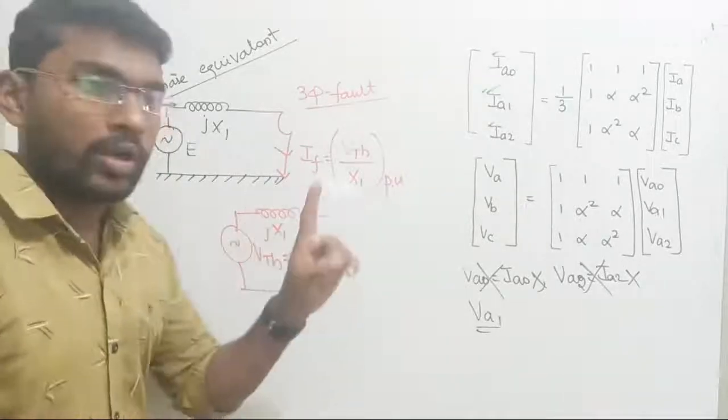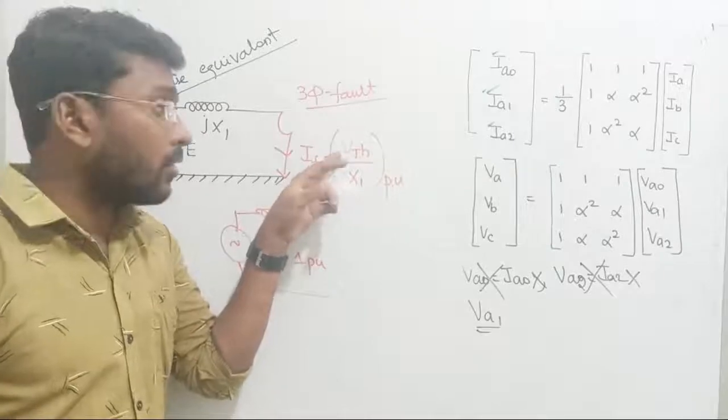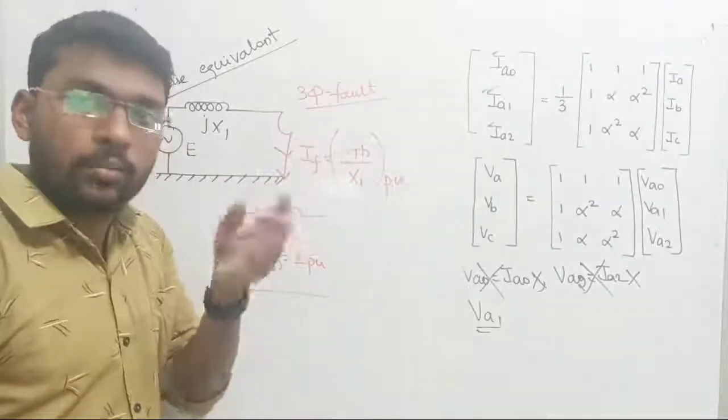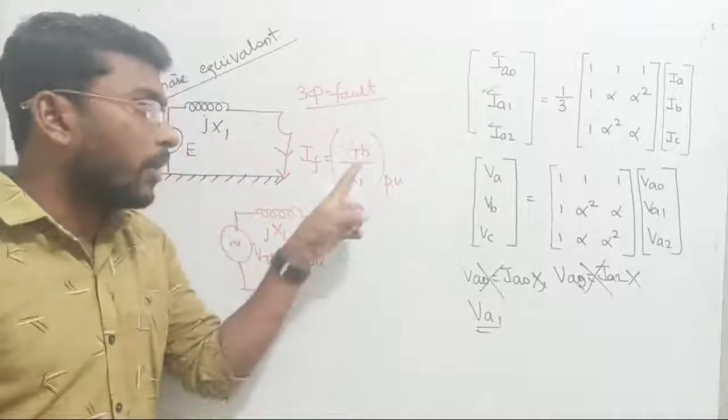So the thing is, this value will be given. What they will give is the positive Thevenin voltage. If they don't give it, it is 1. By default that is 1 only. So if it is not given, by default that value will be 1.